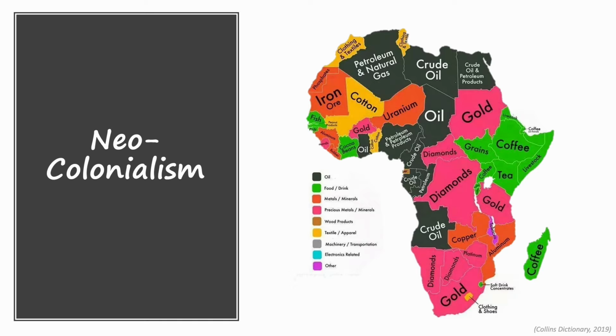This leads us on to the present day and neo-colonialism. This is where a country that is in theory sovereign and independent is under political control by an outside power, especially through the domination of its economy. Collins Dictionary. This can be defined as a new type of colonialism, as larger, more powerful countries have economic influence over developing ones.